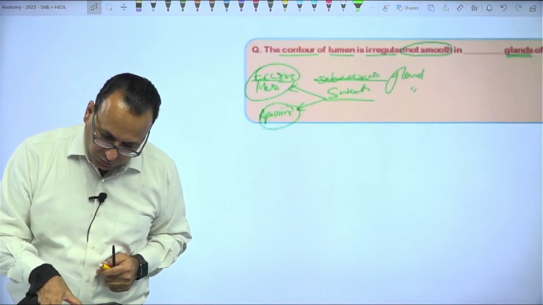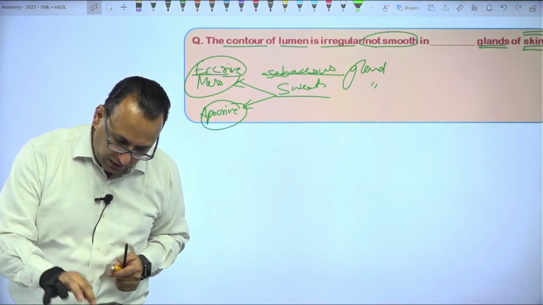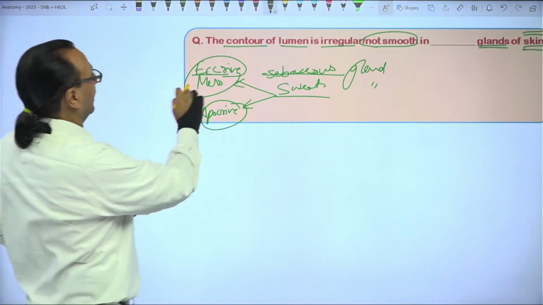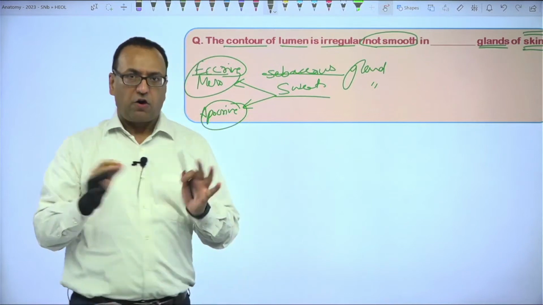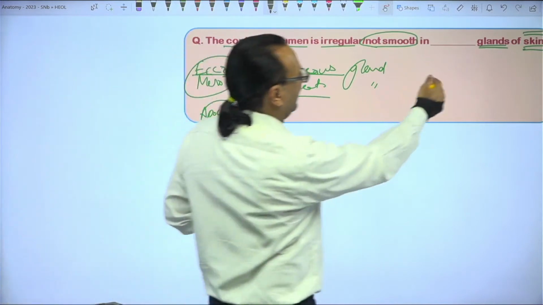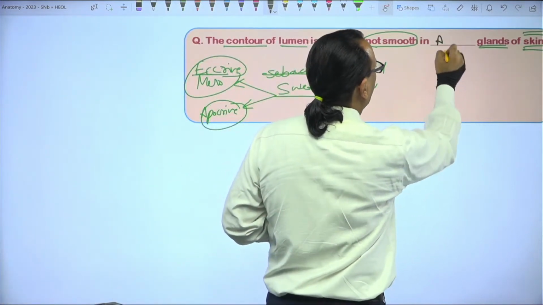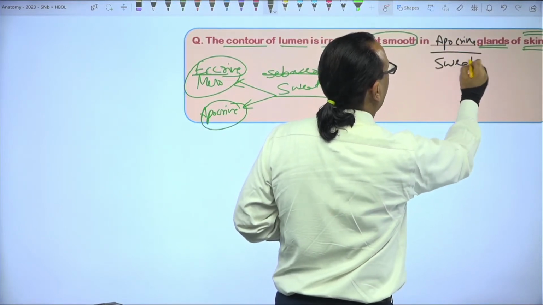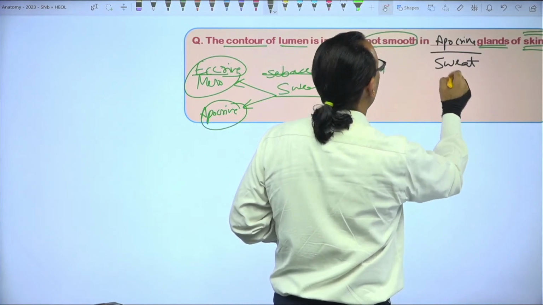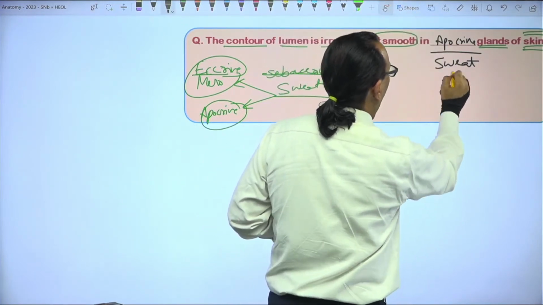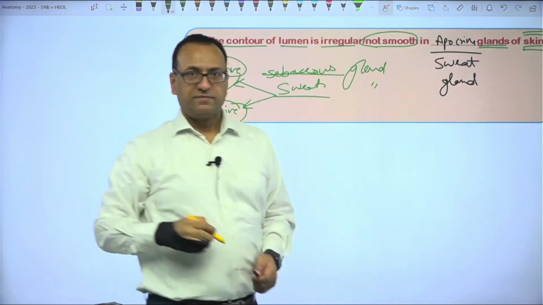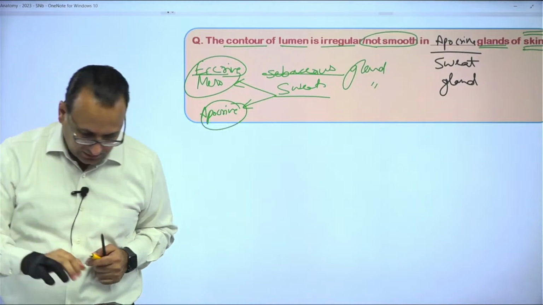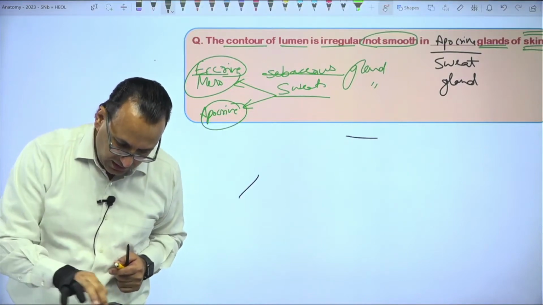As you can notice, you would have understood what the answer to this question will be. So as we see, the contour of lumen is irregular or not smooth in which gland of the skin? And your answer is apocrine variety of sweat gland, apocrine sweat gland. If you just want to answer, apocrine sweat gland. Right, let's move on to the next question. Yes, some of you already have answered as well.